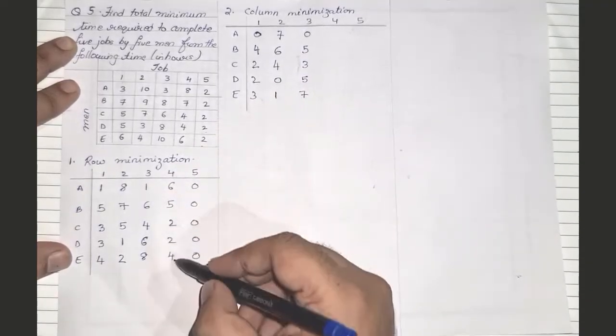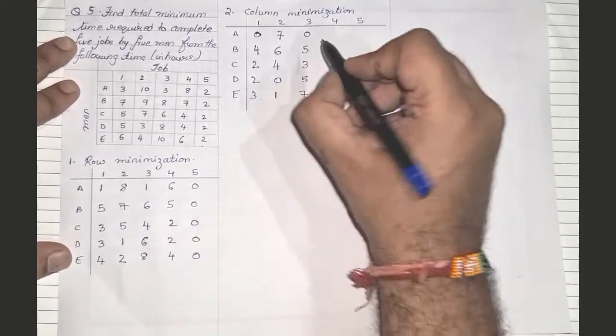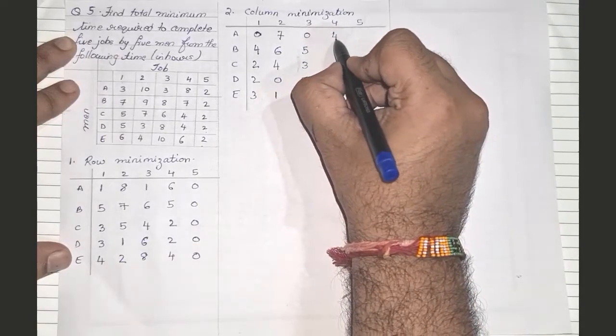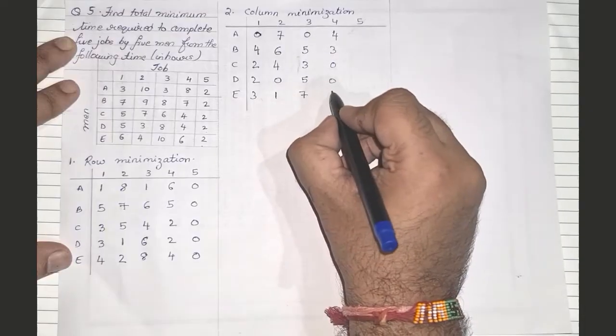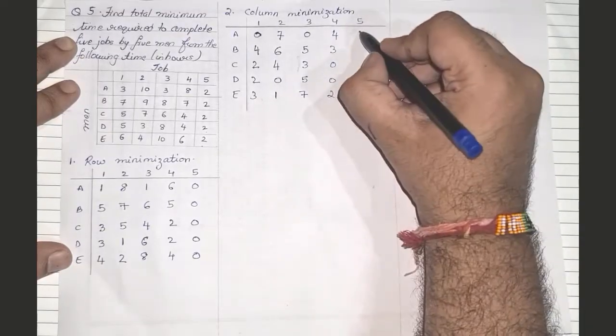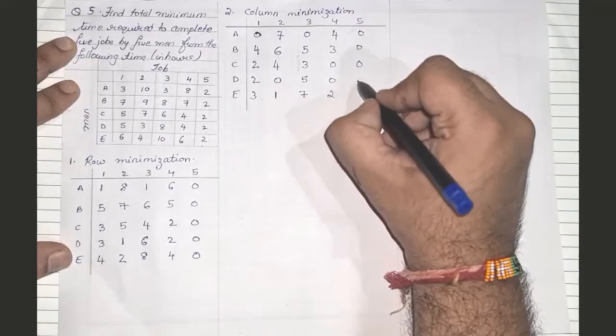In the fourth column the lowest value is 2, so it will be 6 minus 2 is 4, 5 minus 2 is 3, 2 minus 2 is 0, 0, 4 minus 2 is again 2, and the last is 0, so we note down those values as it is.